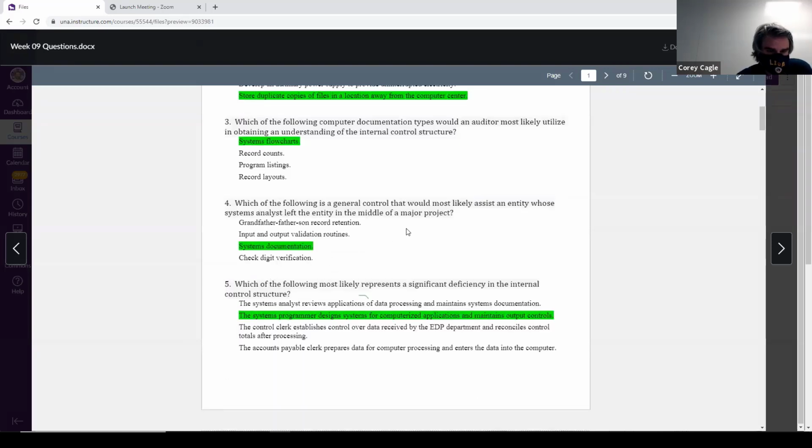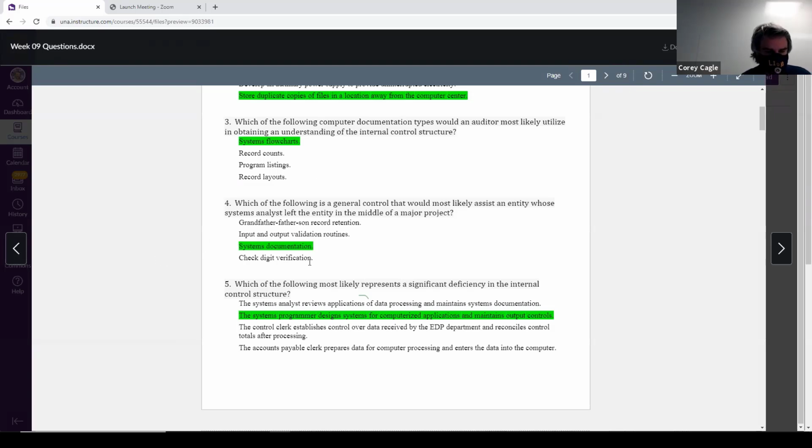Which of the following is a general control that would assist an entity whose system analyst left the entity in the middle of a project? Why not systems documentation? It's hard to study for the IT stuff, in my opinion, but it's easy to reason through them, in my opinion, too.